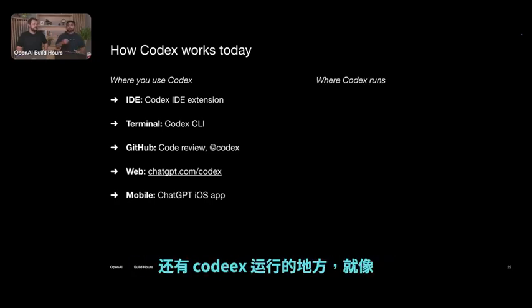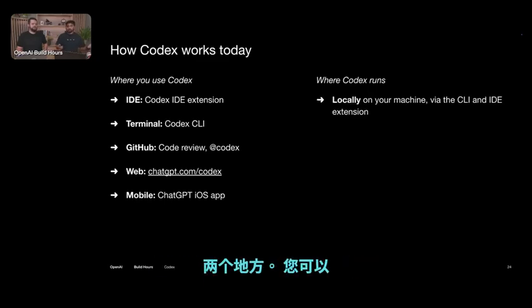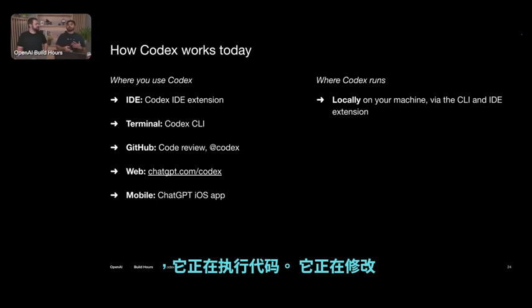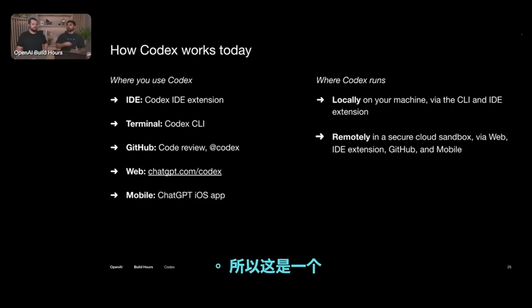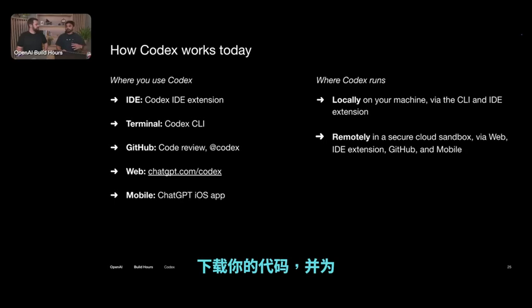And then there's also where Codex runs, where the actual work that Codex does for you happens. Currently it happens in two places. You can work with Codex locally on your machine. This is when you're pair programming with Codex, it's executing code, it's modifying the environment on your machine. And then there's remotely in a secure cloud sandbox. This is when it works asynchronously. It runs on its own machine, downloads your code, and does a bunch of work for you to give you a PR that you can either merge or continue working from.